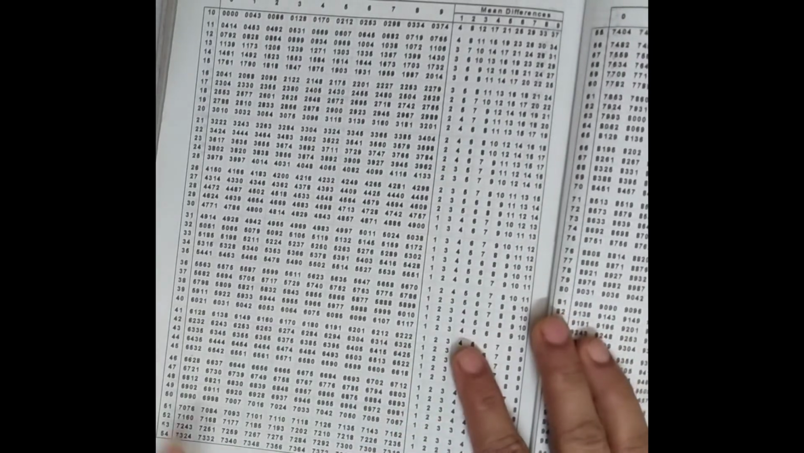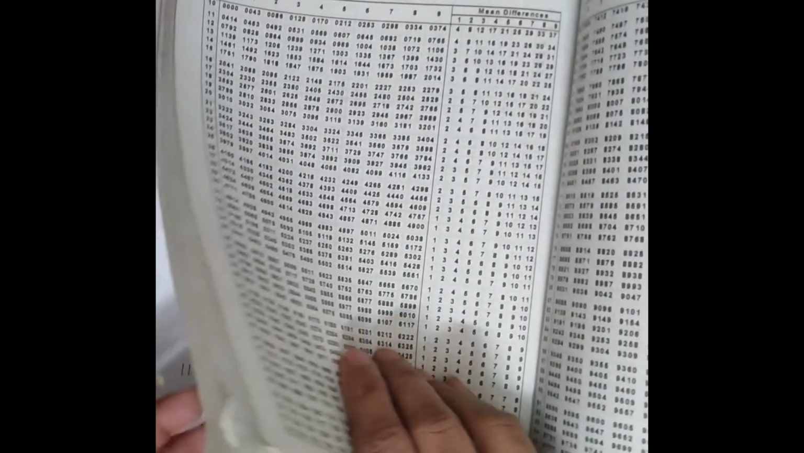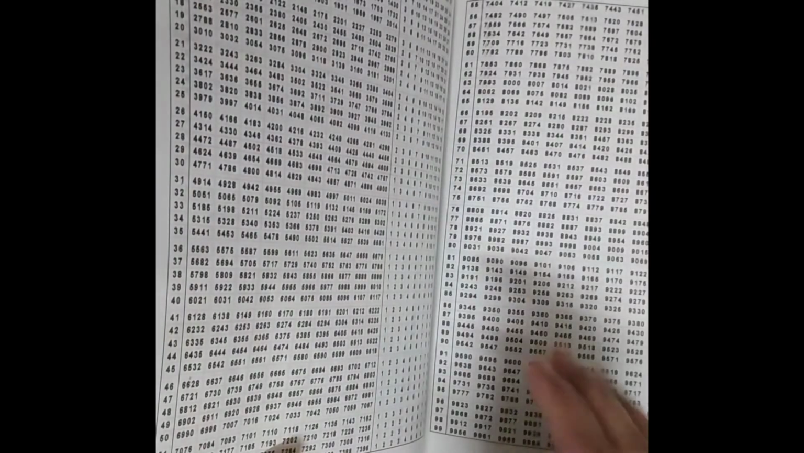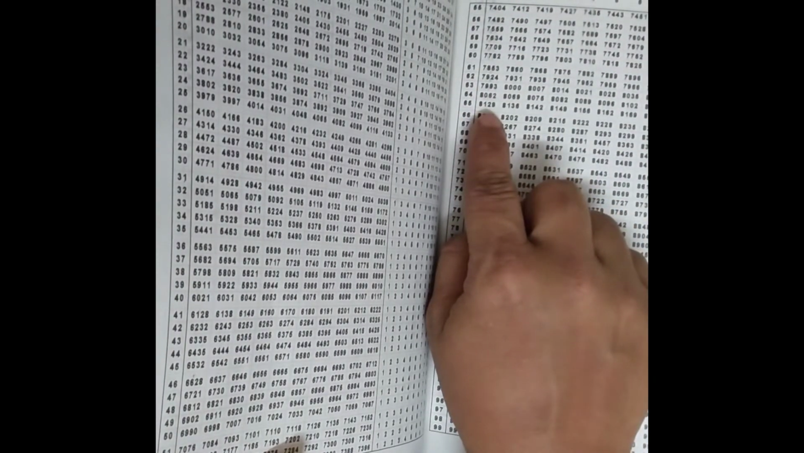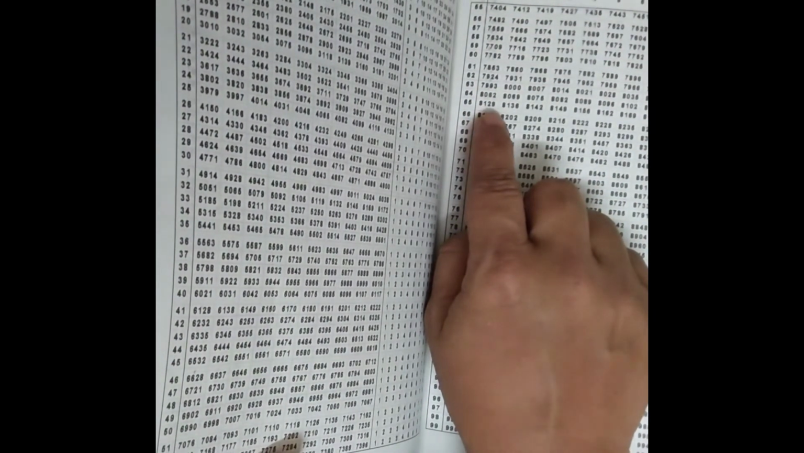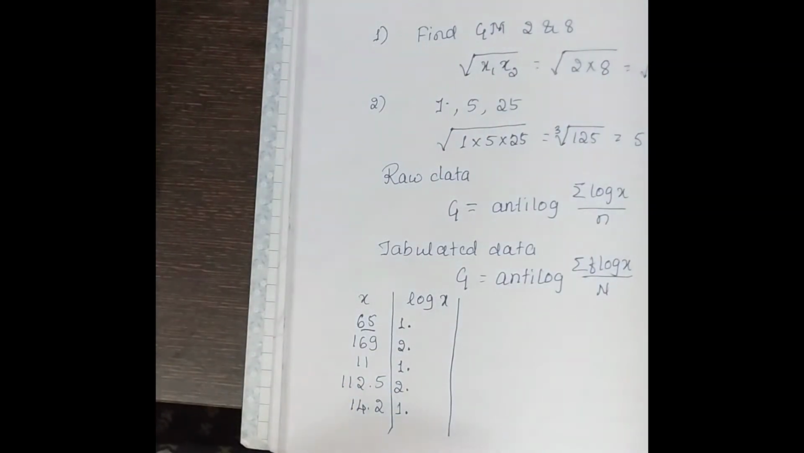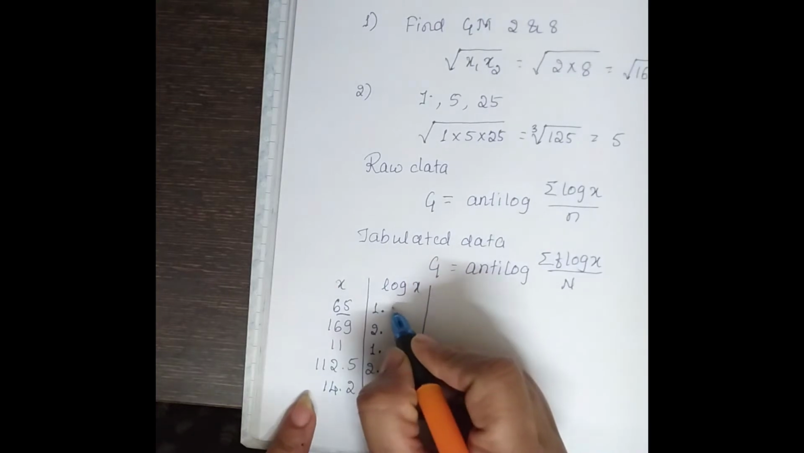Okay. First one is 65 in 0 column. Just you observe here, the 65 in 0 column is 8129. If I have to write it, it is 8129 here.